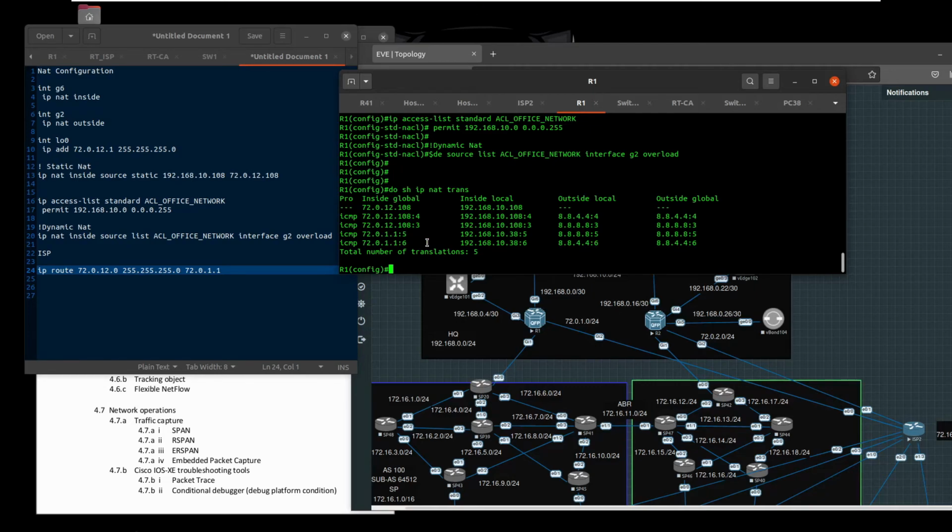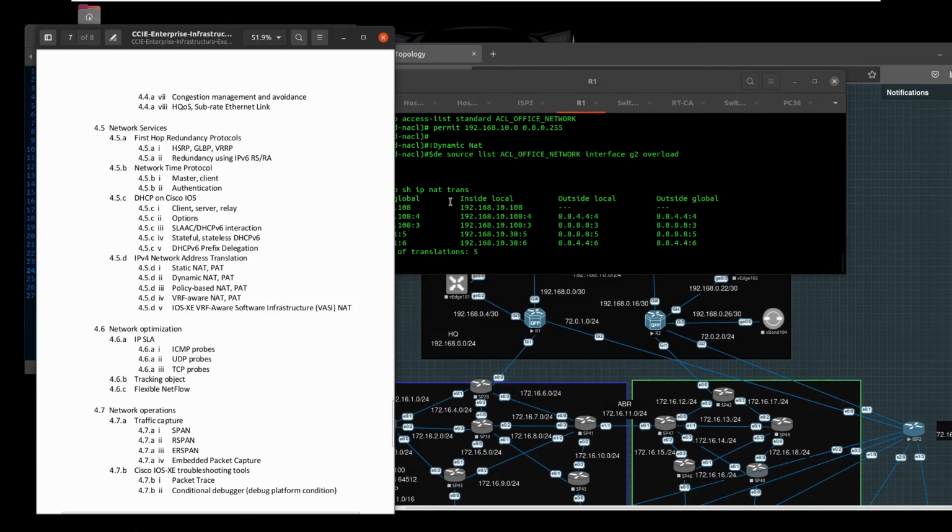Okay, and that's pretty much it. There are other options using NAT, like using a route map for more complex requirements, but that's pretty much it.